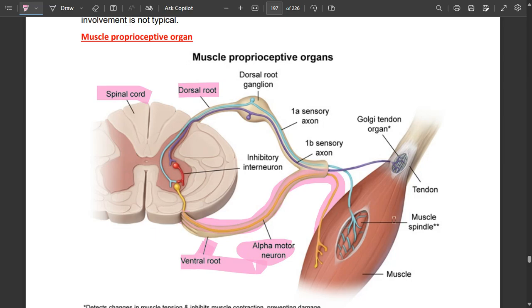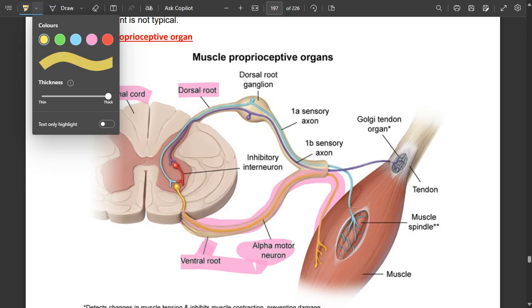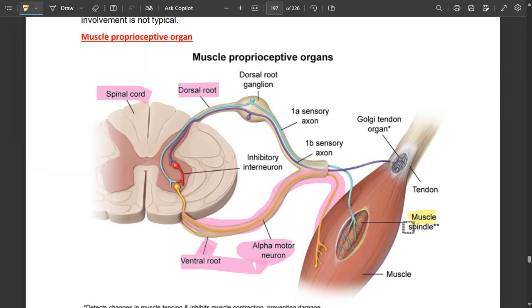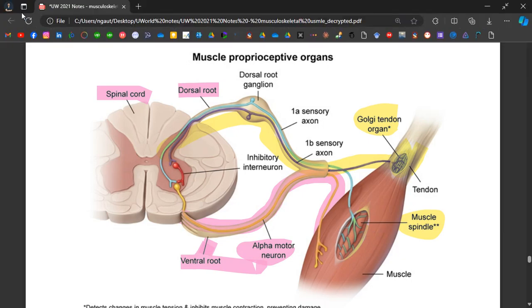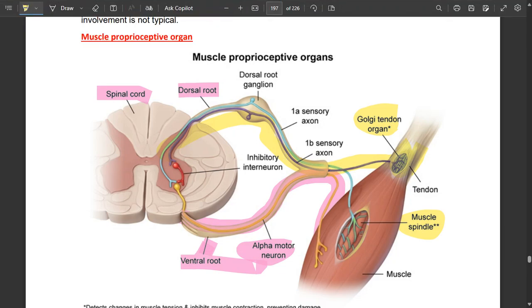So see, this is a muscle spindle. This is the spindle of a muscle. Here is a muscle spindle, and this is a tendon. The Golgi tendon organ is present in the tendon. The tendon takes the sensory pathway here and goes into the spinal cord interneurons. It goes into inhibitory interneurons.